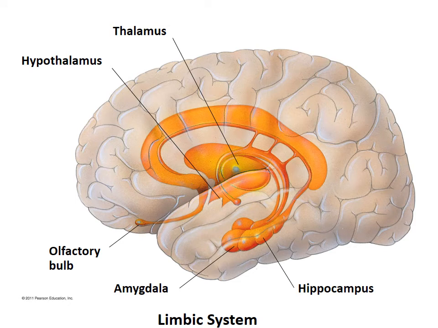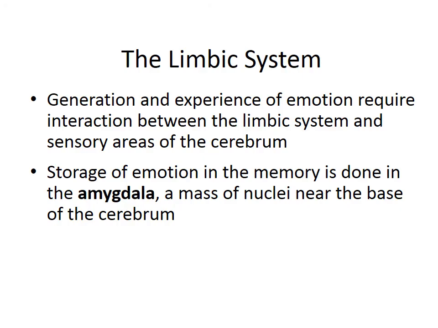And here it is. This is the limbic system highlighted in orange. So you have the amygdala over here, the hippocampus here, the hypothalamus we already know, and then the thalamus. So these are all parts of the limbic system, and yes, the olfactory bulb feeds into it. So this is very important for it. The generation and experience of emotions requires interaction between the limbic system and the sensory areas of the cerebrum.